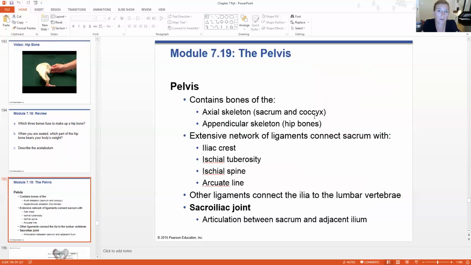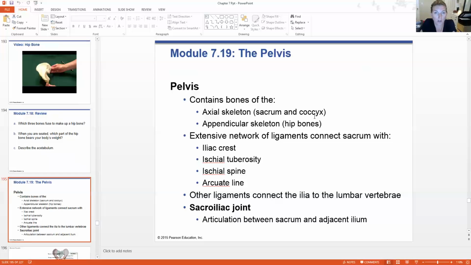Let's keep going to the pelvis. The pelvis contains the bones of the axial skeleton and the appendicular skeleton, so there's lots of ligaments holding everything in place. They connect the sacrum with the iliac crest, with the ischial tuberosity, with the ischial spine, and the arcuate line. All the other ligaments connect the ilia and lumbar vertebrae.